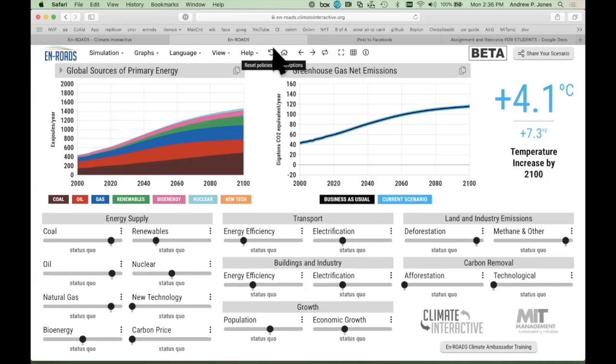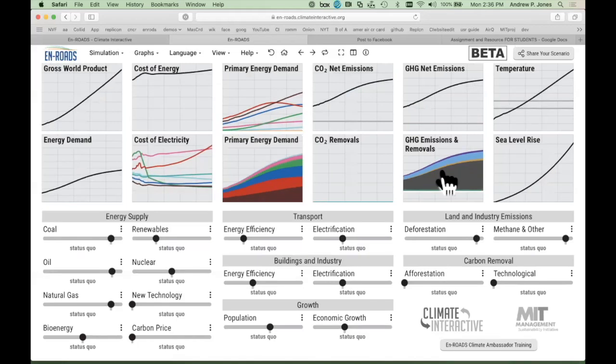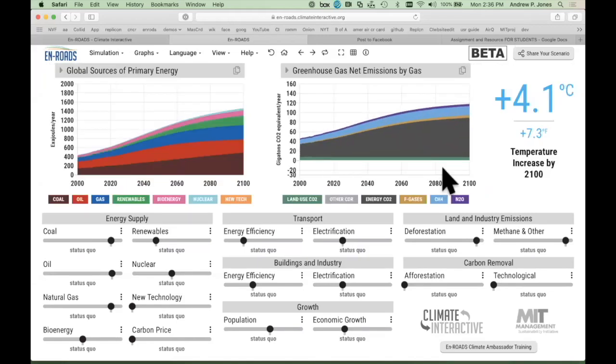Here's some other things. Right now I'm showing you greenhouse gas net emissions. And this is all the emissions, but you guys are smart enough, you can handle stack graphs. This is really important. Look at this stack graph. This has the same line. The top of this line is net emissions. But underneath it, it shows you where those gases are coming from.